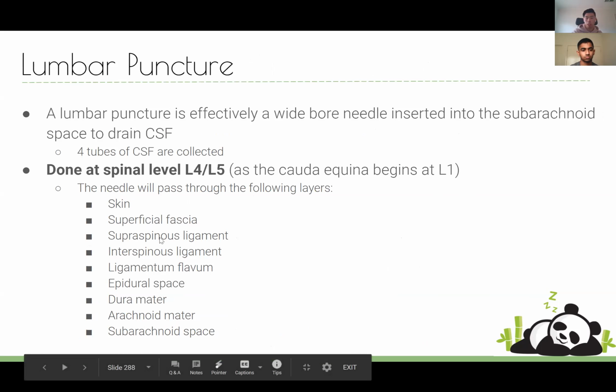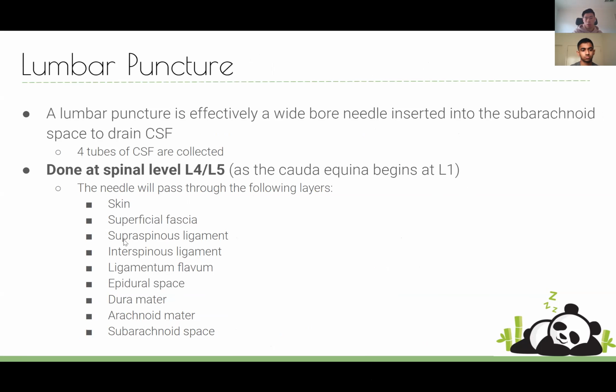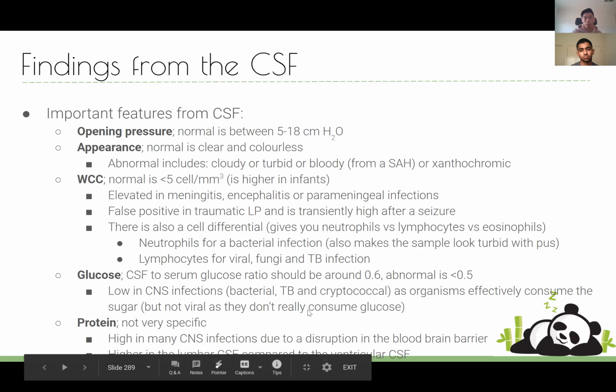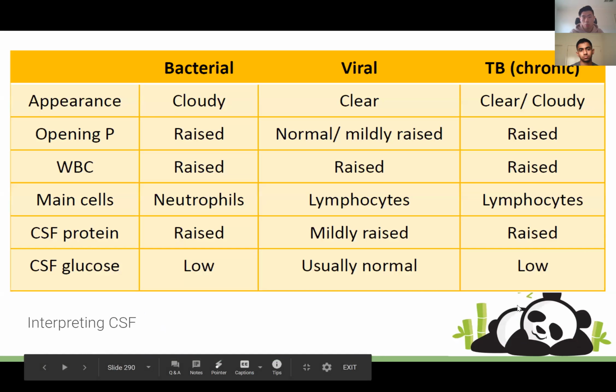But basically, these ligaments are the only thing that's different. So there's the supraspinous ligament, interspinous ligament, and ligamentum flavum, and then you pass through those layers into the subarachnoid space. These are the criteria, and this is just the detailed look. But realistically speaking, this is the slide you need to know.